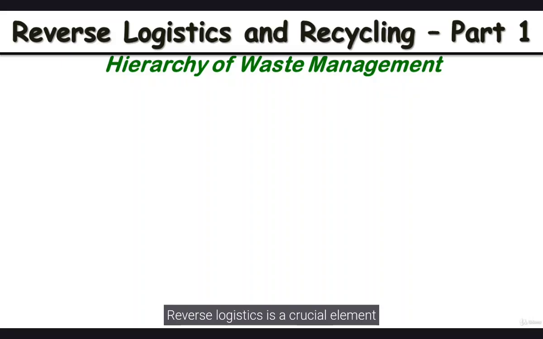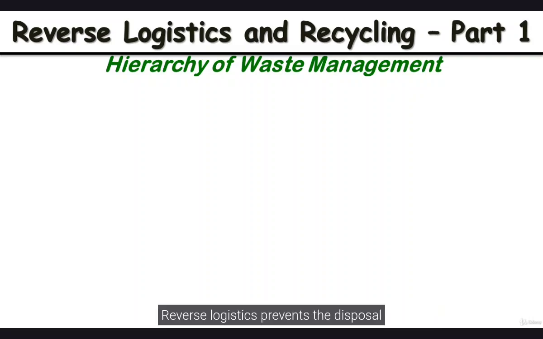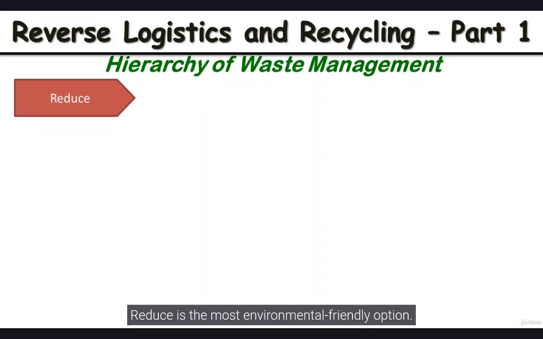Reverse logistics is a crucial element of a closed-loop supply chain. Closed-loop supply chains are the typical forward flows of materials from suppliers and to end customers, and the reverse flows of products post-consumption back to the manufacturing or distribution supply chains. Reverse logistics prevents the disposal of end-of-life products in less environmentally friendly channels such as landfill and incineration. The level of environmental friendliness can be determined from the following hierarchy of waste management: reduce, reuse, recycle, recovery, and disposal. Reduce is the most environmentally friendly option.